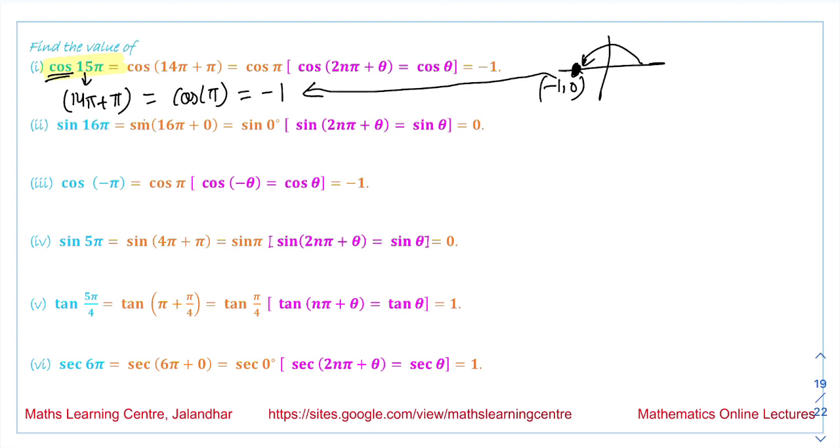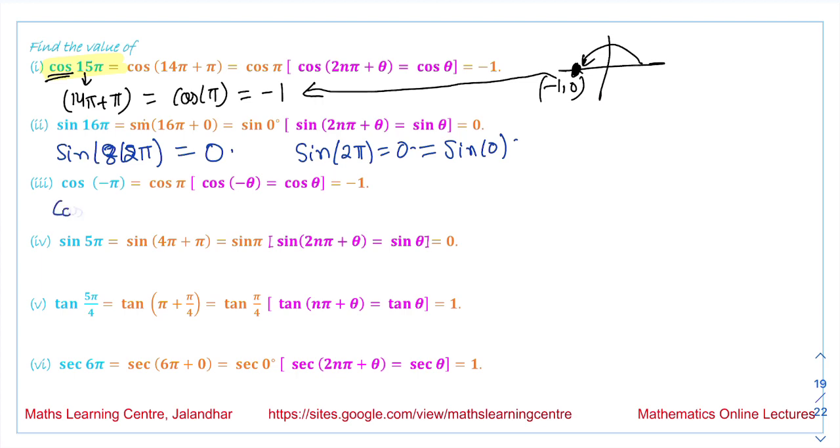Next is sine of 16 pi, so we write it as sine of 8 into 2 pi, which is equal to 0, because we know that sine of 2 pi is equal to 0. Next is cos of minus pi. We know that cos of minus pi is equal to cos pi, because cos of minus theta is equal to cos theta, so the answer comes out to be -1.